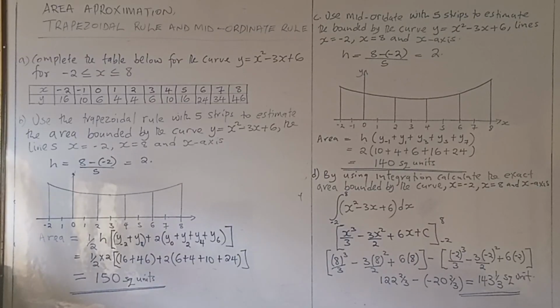So the most important thing is you get the first one and the last one, you add. Then the middle ones, you add them and you multiply by 2. So that is how we use the trapezoidal rule.